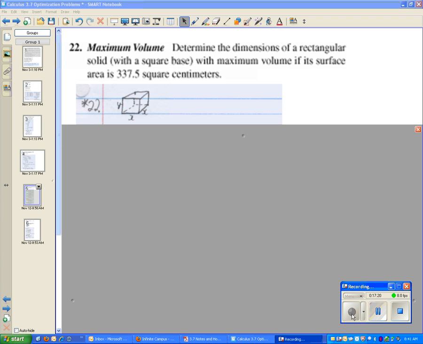Number 22 says, determine the dimensions of a rectangular solid with a square base with a maximum volume if its surface area is 337.5 square centimeters.